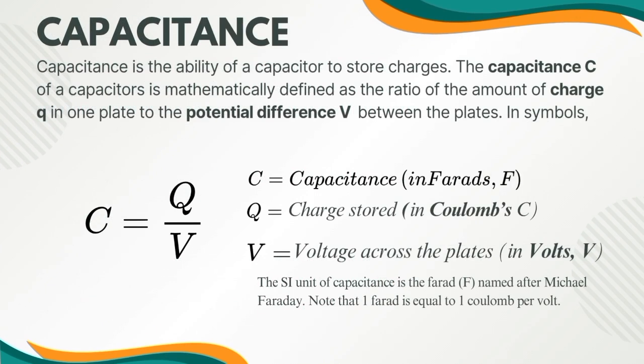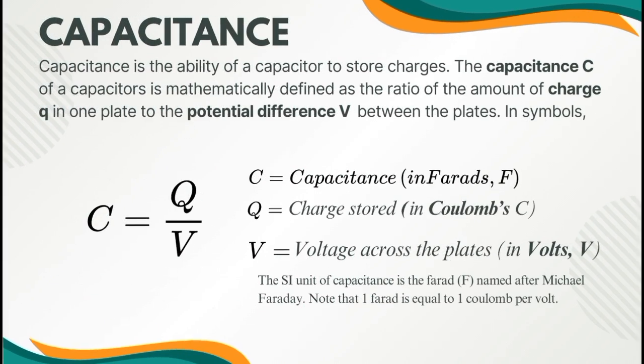Capacitance. Capacitance is the ability of a capacitor to store charges. The capacitance of a capacitor is mathematically defined as the ratio of the amount of charge Q in one plate to the potential difference between the plates. In symbols, this is the formula: C is the capacitance in farads, Q is the charge stored in coulombs, and V is the voltage across the plates.